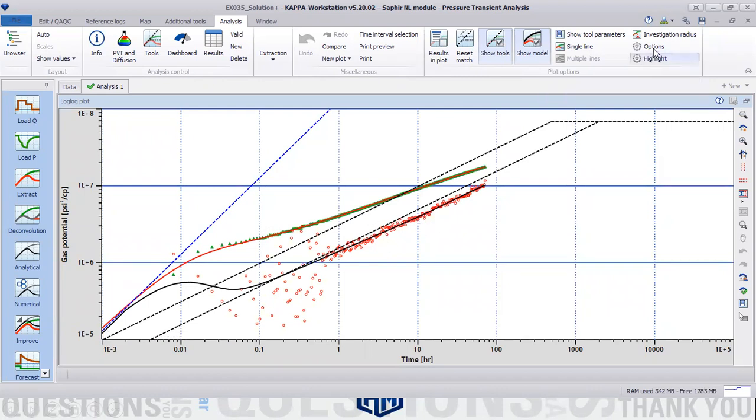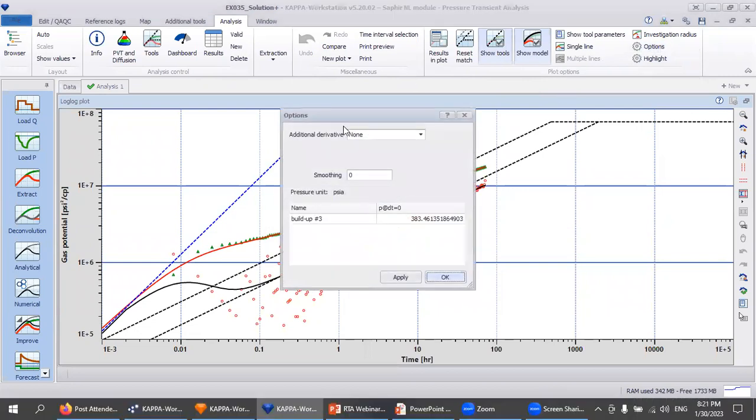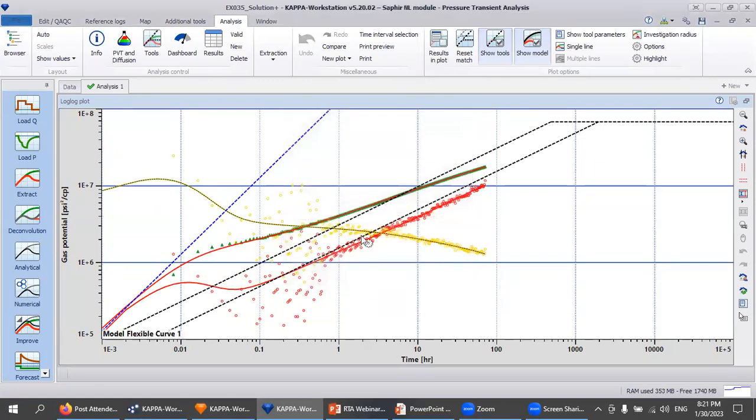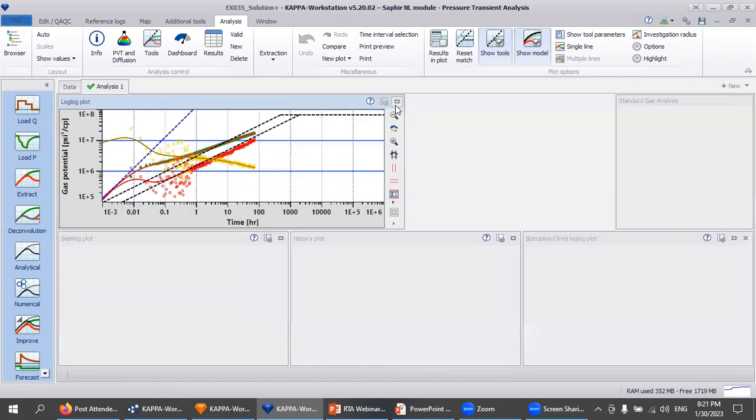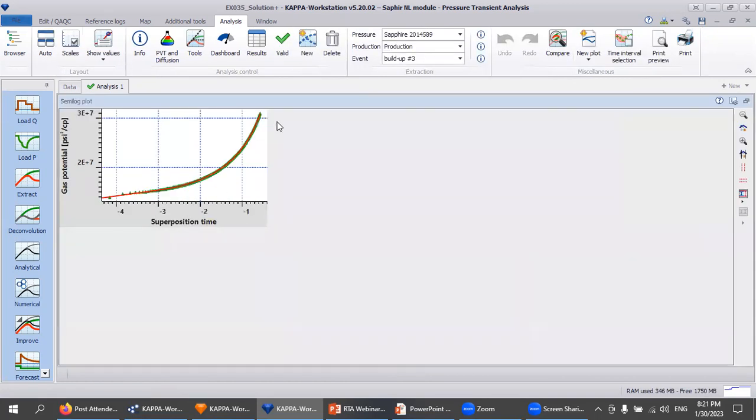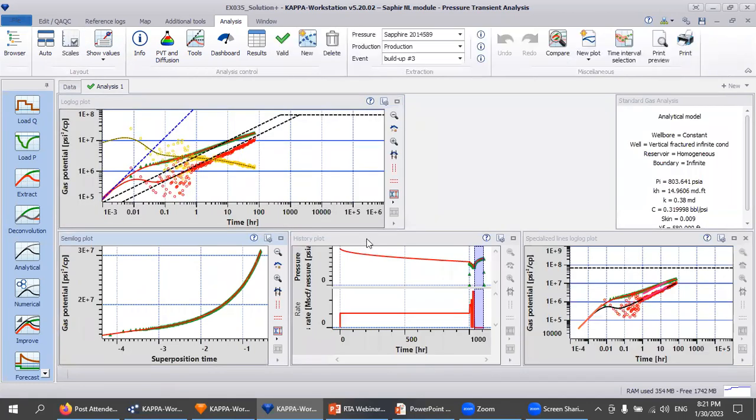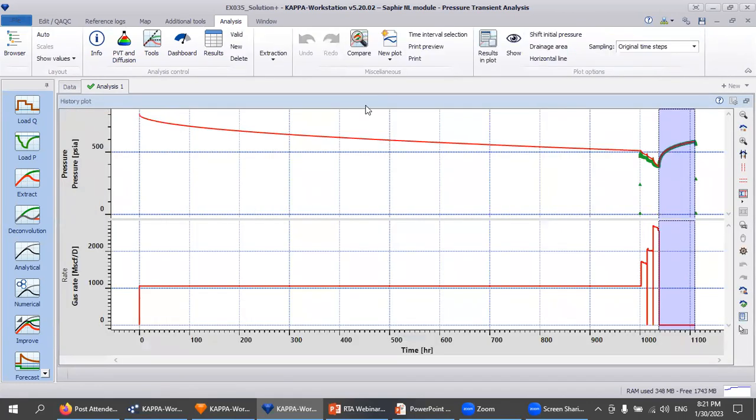We have an additional feature right here in Carbon Sapphire, as you can see, in options. We can generate what we call an additional derivative, which is the linear derivative. The linear derivative will typically stabilize across the linear flow, which is another confirmation of fracture linear flow, and this is the matching of the semi-log plot and the history plot.